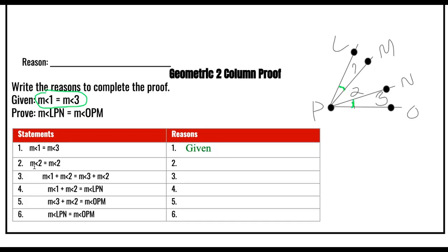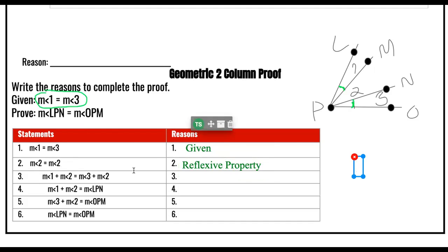Next, it says the measure of angle 2 equals the measure of angle 2. Well, we know that. It should be obvious that everything equals itself, but we can't just put "duh" as the reason. You have to have a property to put right here. And in this case, if you remember from the notes, there's a property specifically for this. When something equals itself, it is called the reflexive property, kind of like your reflection in the mirror.